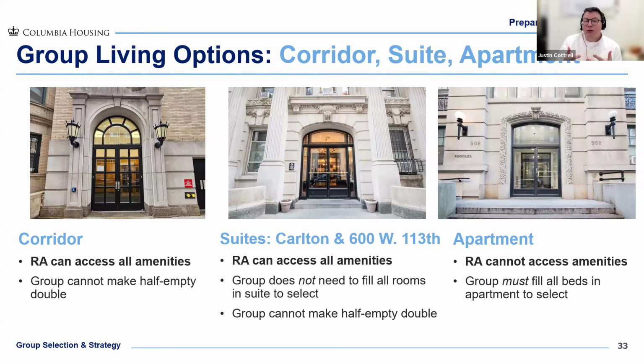Our portfolio also has two suite style buildings, Carlton Arms and 600 West 113th, also known as NUS. On a floor plan, these buildings look a lot like apartments. Bedrooms are clustered around bathrooms, kitchens, and living spaces within the suite. However, RAs can access all the amenities within the suite, which means there is less privacy compared to an apartment. It's also important to note that groups do not need to fill every single room within these suites to select them, just the beds within the rooms. Also, both buildings have suites with more than 10 beds, so they're also too big for a single group.